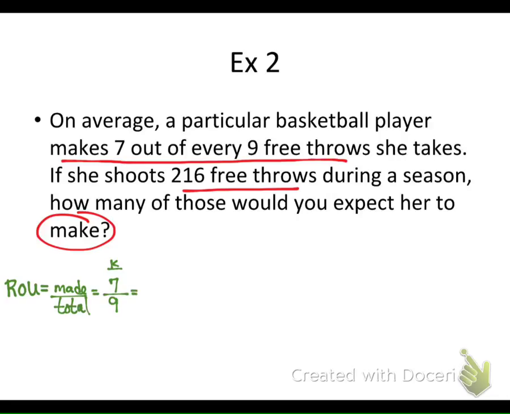Then we're going to talk about need to know. So for my second ratio, I was only given partial information. If she shoots 216 free throws during a season, how many of those would you expect her to make? So I'm given a number. What number am I going to try to find? So what am I trying to find?